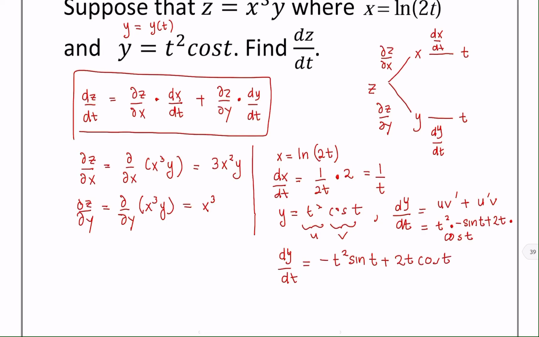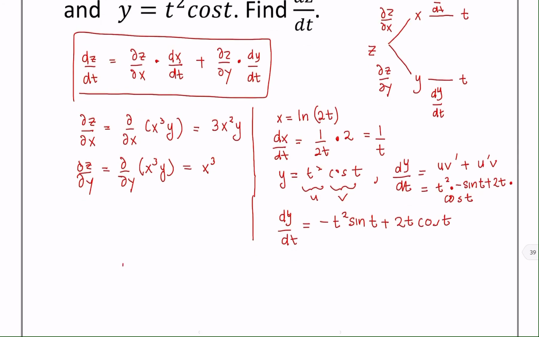Therefore we can find dz dt, which is, you just substitute into the formula. dz over dt is equal to dz dx, which is 3x squared y, multiplied with dx dt, which is 1 over t, plus dz dy, which is x cubed, multiplied with dy dt, which is the whole thing there, negative t squared sin t plus 2t cos t.